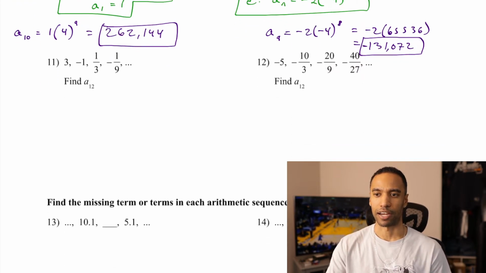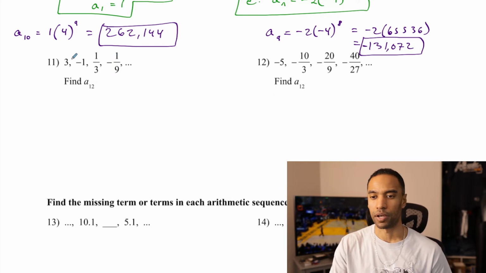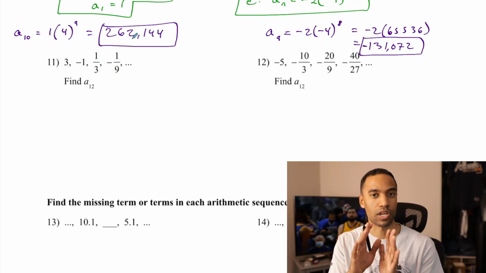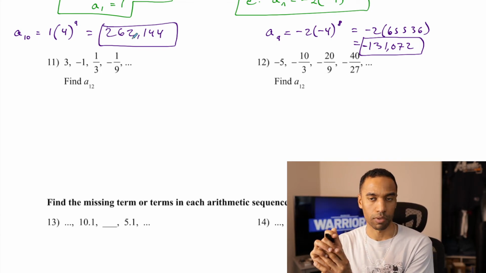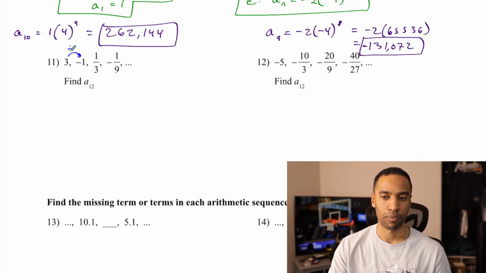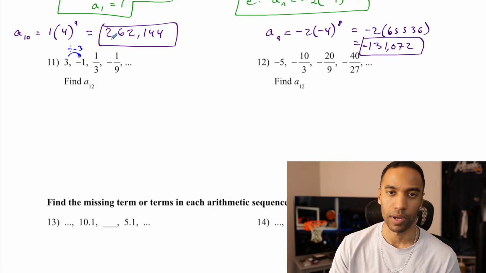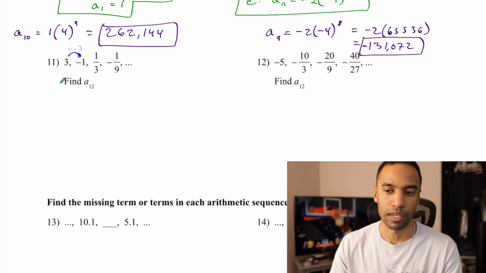Let's start dabbling in fraction territory. Let's see how we can do with that. Another oscillating sign as well. 3, negative 1, 1/3, negative 1/9. Again, it's not what you're dividing by. You might use that to first make sense of what you are multiplying by. But to say we're dividing by negative 3 isn't enough, because your common ratio is negative 3. Right? If you're dividing by negative 3, you're multiplying by negative 1/3.